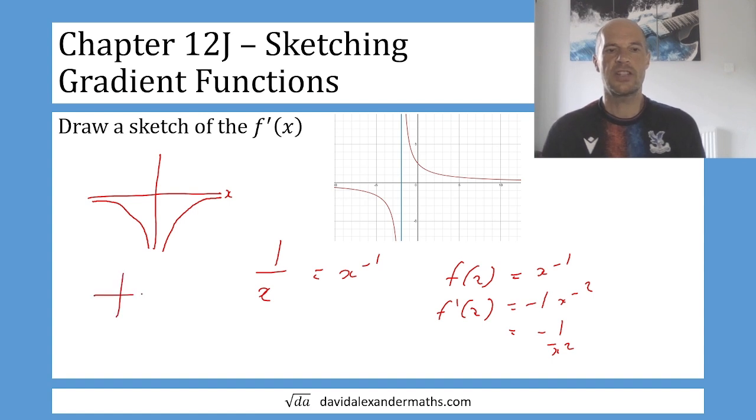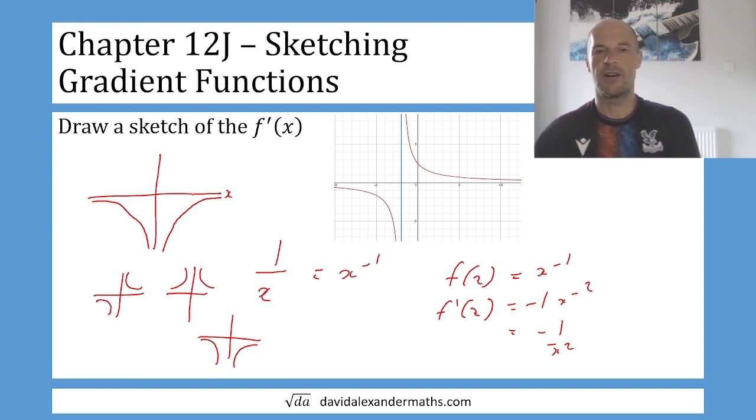So we just need to remember that this is 1 over x. This is 1 over x squared, and minus 1 over x squared is a reflection of this in the x-axis, so it would look like so, and that does tally with the sketch that I've drawn.